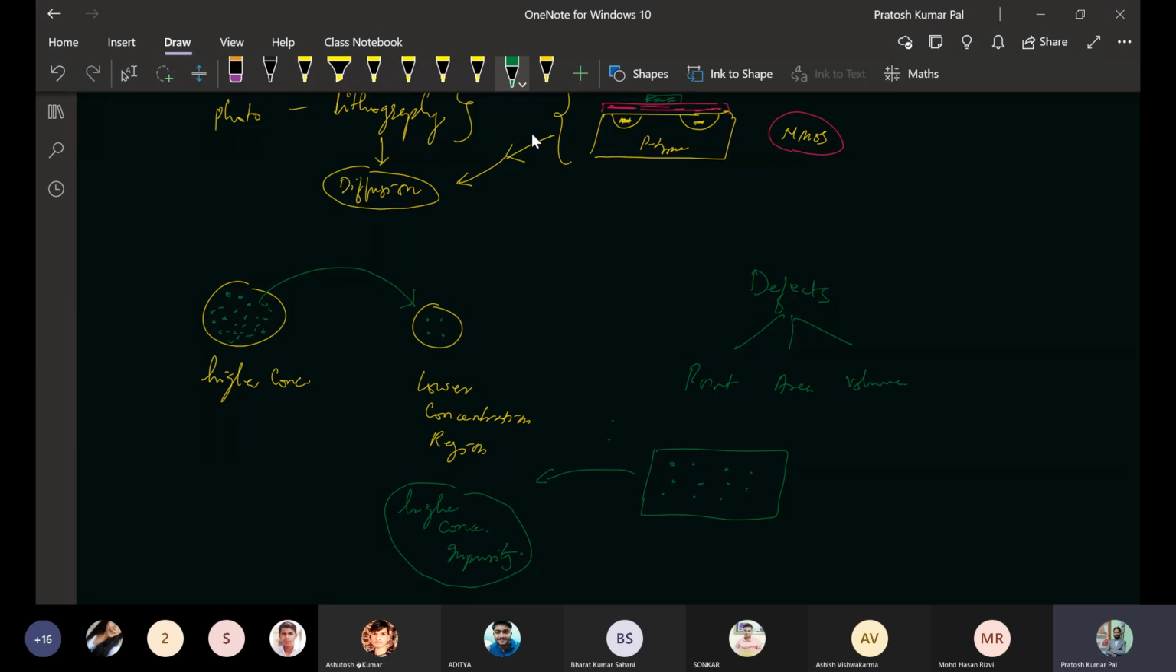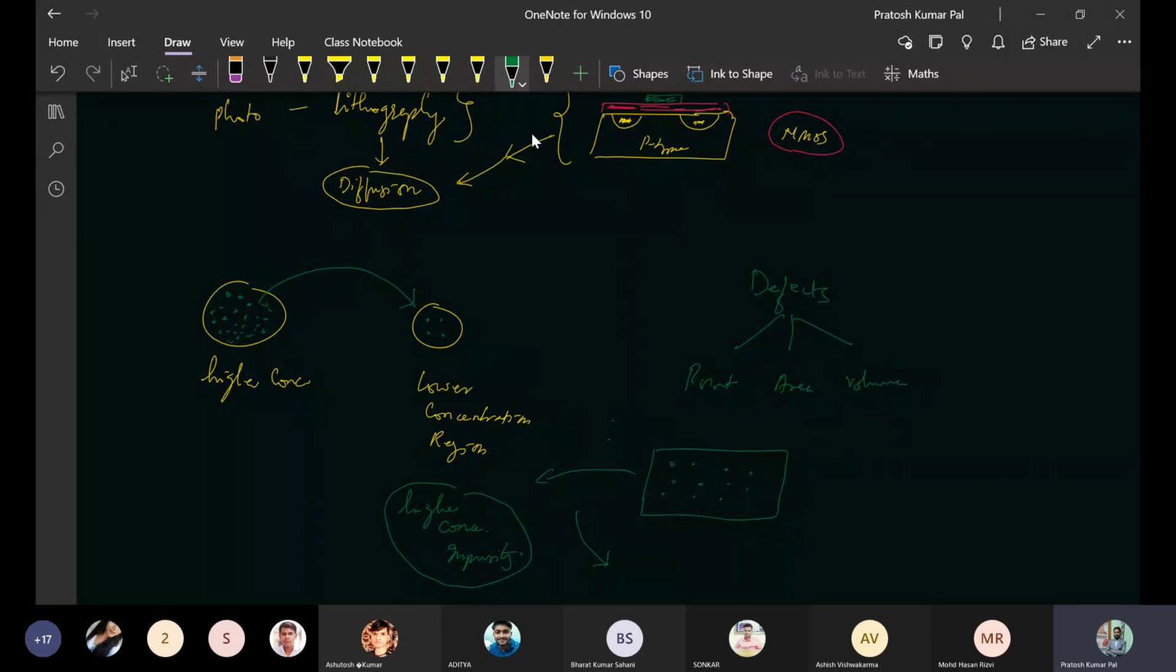As there is a change in concentration, there will be diffusion because of this concentration gradient. This diffusion will take place only because there are some defects available in the crystal. So how many crystal defects are available here?